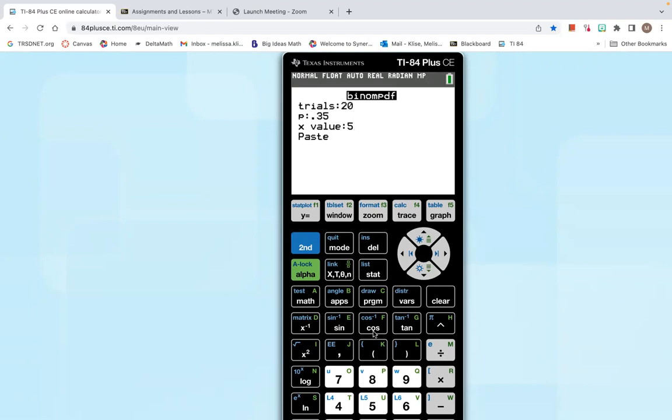If you don't have these spots to put things, once it gets to my other screen, you'll see what the setup should look like. So if you don't have the spots to put things, you put the trials first, comma, then the probability, comma, and then your number of successes. Then when you hit enter, it gives you a lovely probability.